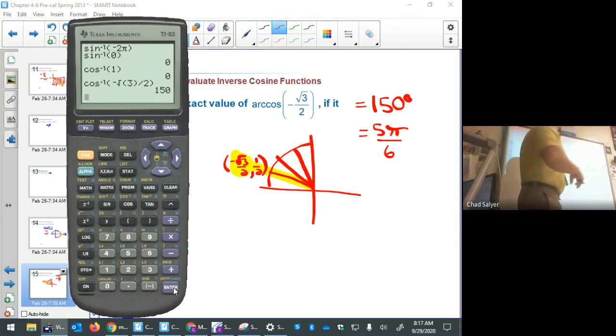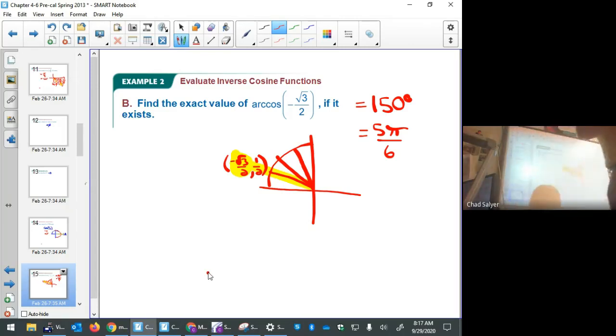Okay, so I feel pretty comfortable with arc sine, arc cos. You guys cool with those? Feel like you could do what I just did? Okay, cool.